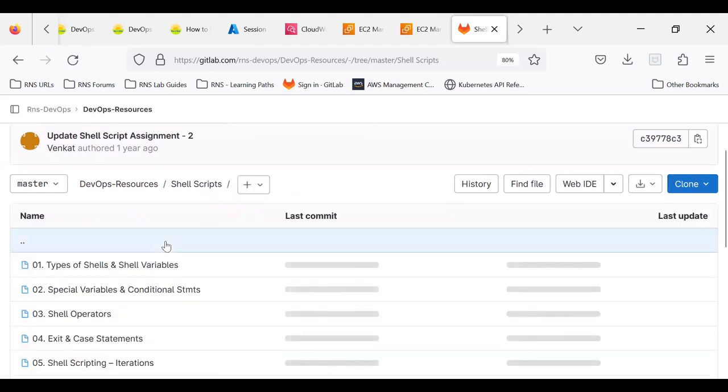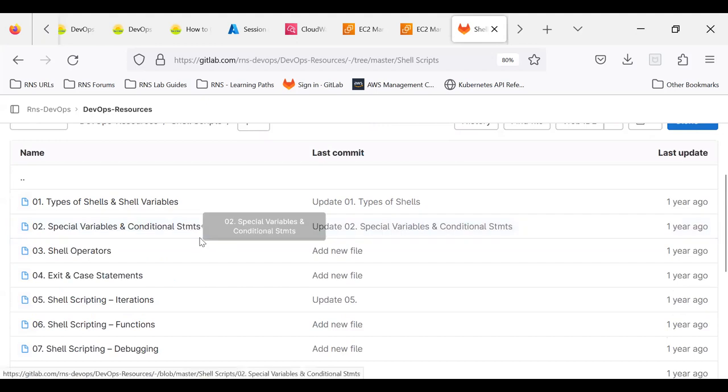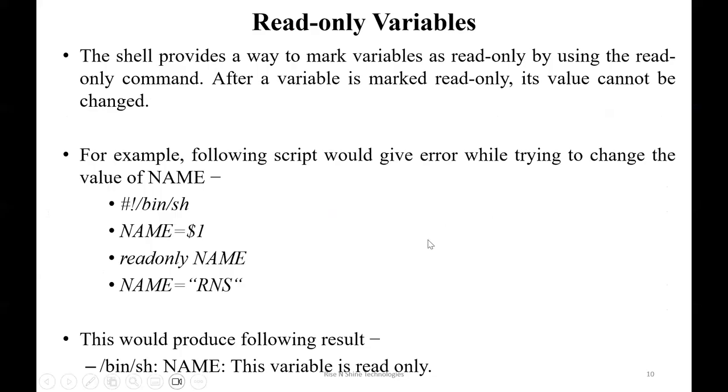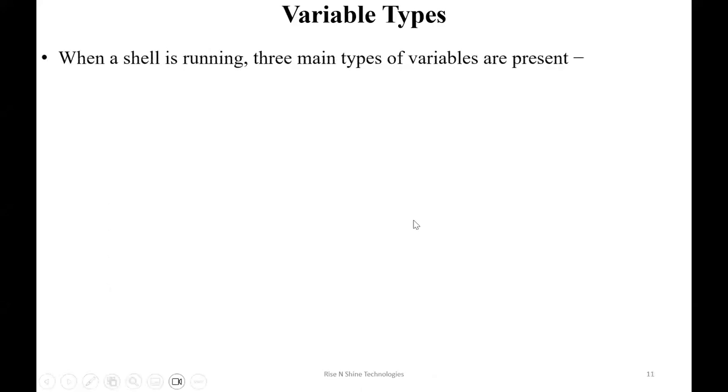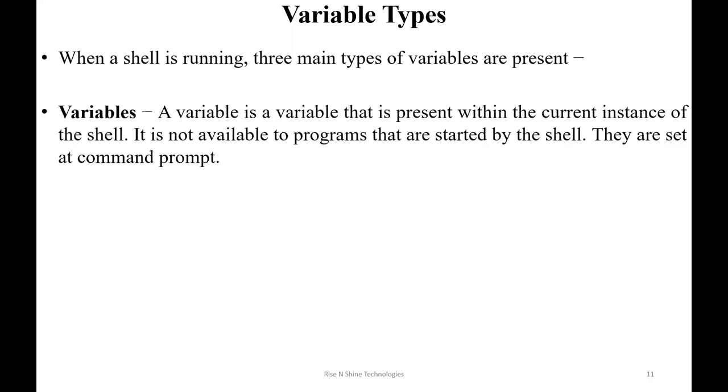Yeah, that is the first part, the types of shells and the shell variables. Now let's move into the special variables. What are these special variables and how are they helpful in shell scripting? Already we have used one special variable. If you observe the variable types, when a shell is running, three main types of variables are present.